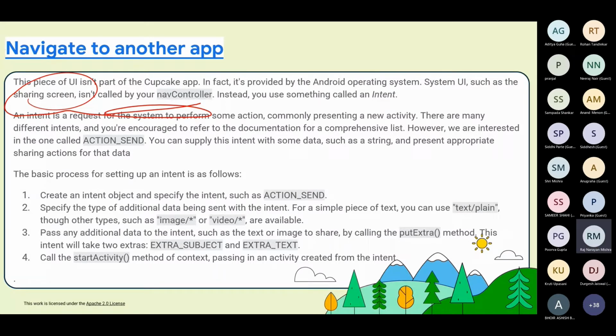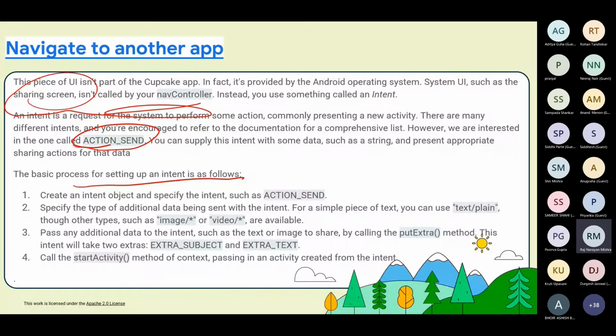And this intent will make you navigate to the other app. And this will be done. This is a predefined action, send. Now this will be sending a function to the other app that will call that app to come on and replace the main app.